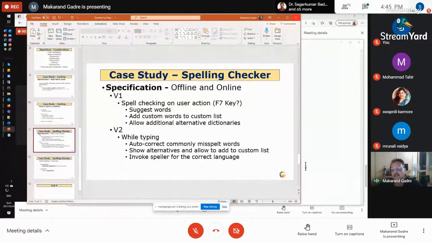Okay, let's do another very interesting example, a spell checker. Actually, I worked on it myself. Everything for everyone.